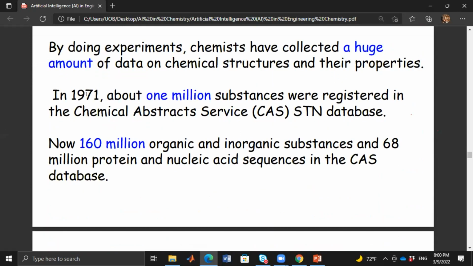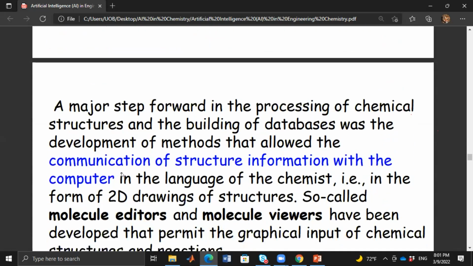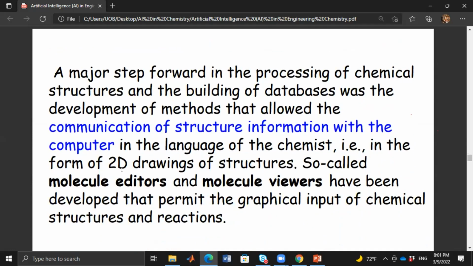In 1971, we had 1 million substances registered in the Chemical Abstracts Service. Now we have 160 million organic and inorganic substances, and 68 million protein and nucleic acid sequences in databases. Of course, it was important that we find a way to take this and put it inside the computers.